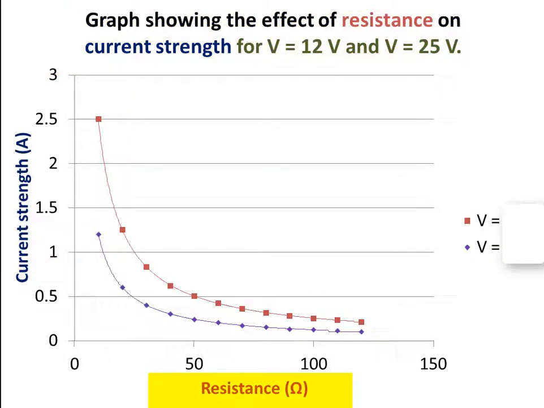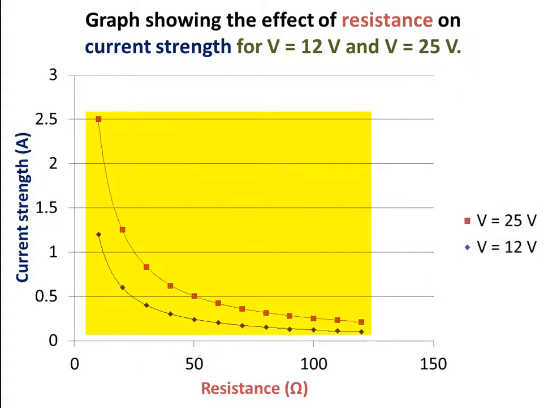Resistance is the independent variable, so it goes on the x-axis with its unit ohms. Current strength is a dependent variable, it goes on the y-axis with its unit amperes. The red line shows the 25-volt circuit data and the purple line the 12-volt data. How can we see that? Because the 25-volt data is always higher for a corresponding resistance than the 12-volt, because the 25-volt has a greater push from the stronger battery, making the current strength to be higher for a particular resistance.